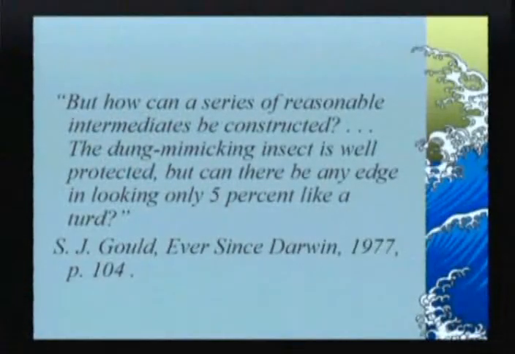Oh, I love Stephen Jay Gould. Too bad, I know he's passed away, but he always gave us some great quotes. He was talking about these kinds of transitions, and he said, but how can a series of reasonable intermediates be constructed? The dung-mimicking insect is well protected, but can there be any edge in looking only 5% like a turd?